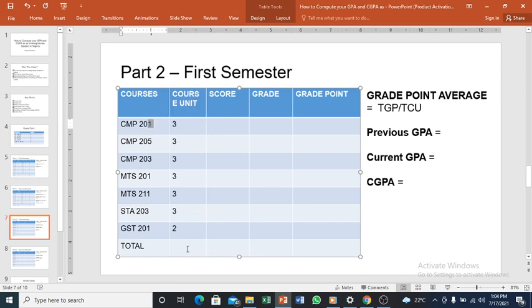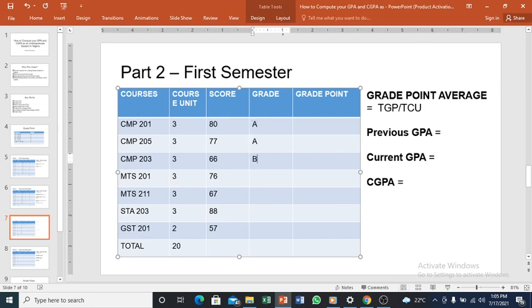Now let's calculate the total course unit here: 3 plus 3, 6, plus 3, 9, plus 3, 12, plus 3, 15, plus 3, 18, plus 2, 20. So the total course unit for that student, first semester part 2, is 20. Let's look at the score that the student had here. Let's just pick random courses. Let's say 80, 77, 66, 76, 67, 88, and 57.